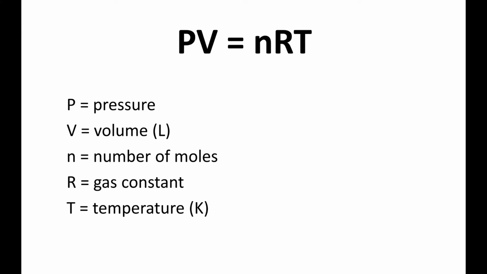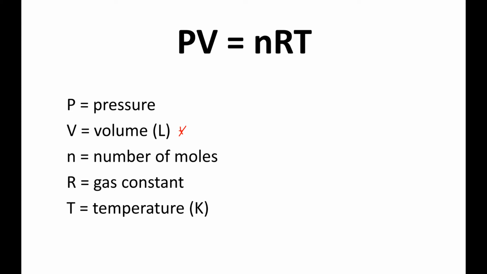PV equals nRT. That's the ideal gas law equation. You guys need to know this. Now, P stands for pressure, and that can be any one of the pressure units. Volume does have to be in liters, though.